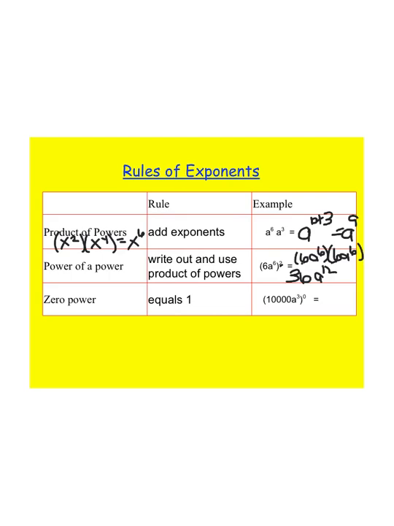The last rule that you have to be really knowledgeable about is the zero power. Anytime you have anything to the 0 power, it always equals 1.